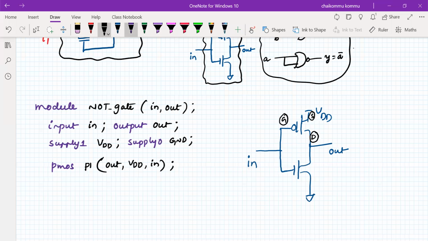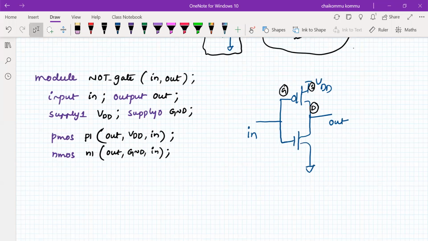Fine. What about the NMOS? The name of this one is N1. The drain is out, the source is ground, and the control is in. Finally, we need to write endmodule.